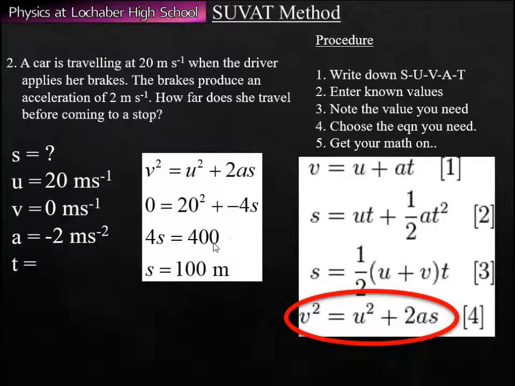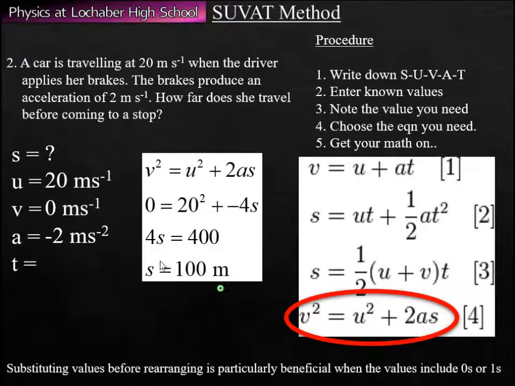We can also simplify the 20 squared to become 400. On this line, 4s is equal to 400. That means 1s will be 100. And since it's a displacement, the units must be in meters.